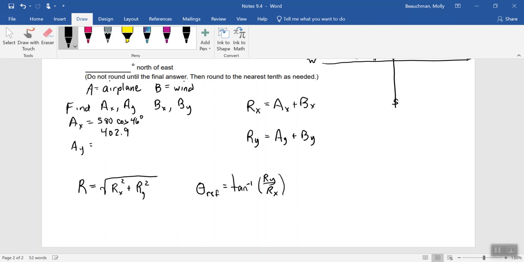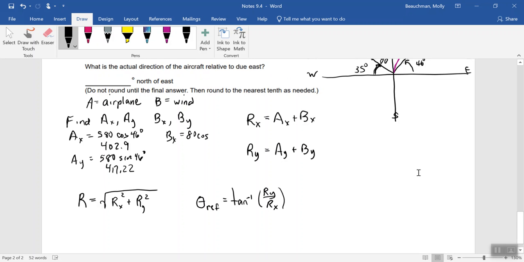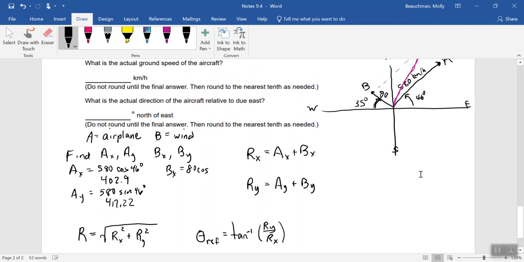The y component is going to be 580 times the sine of 46 degrees. And that ends up being 417.22. Now we're going to find B_x and B_y. The x component of the wind vector is 80 times the cosine. Now, this gets a little tricky because it's not the cosine of 35 degrees.